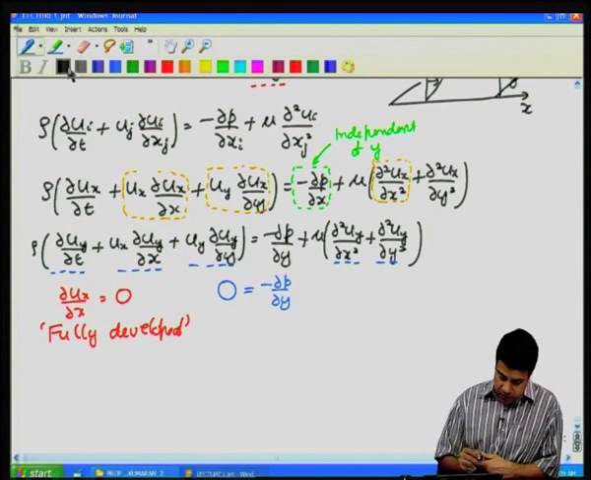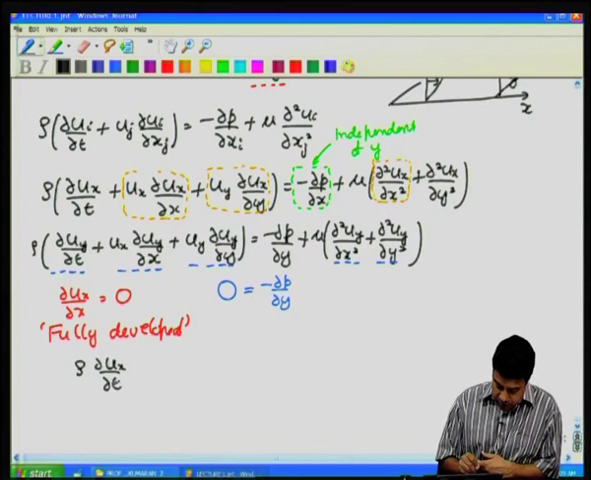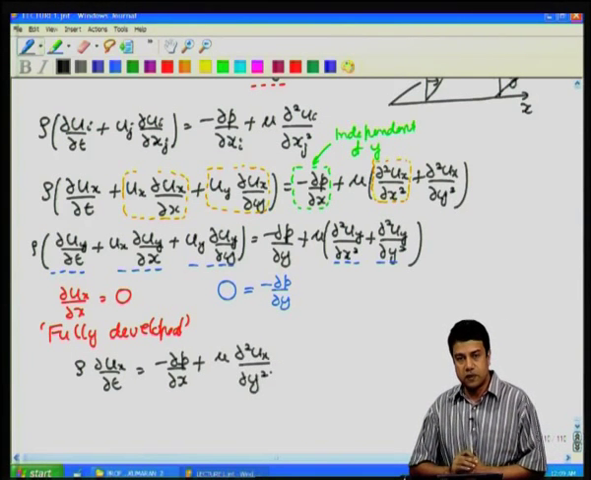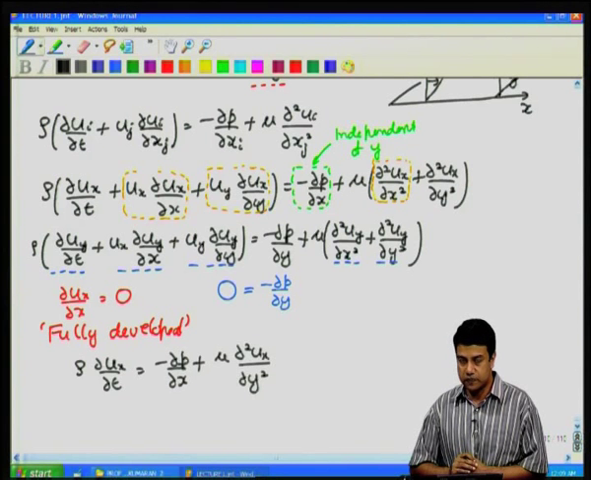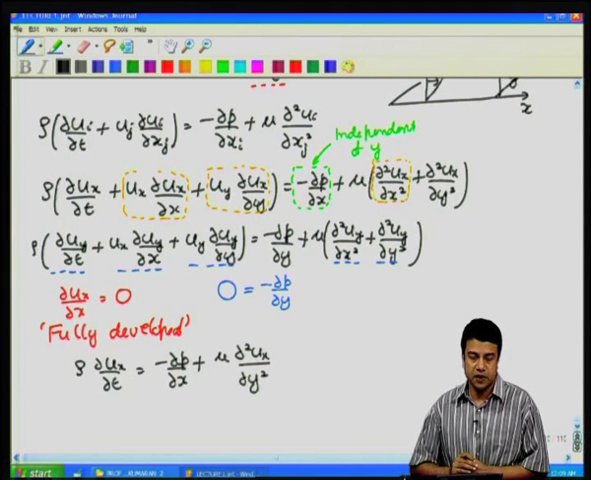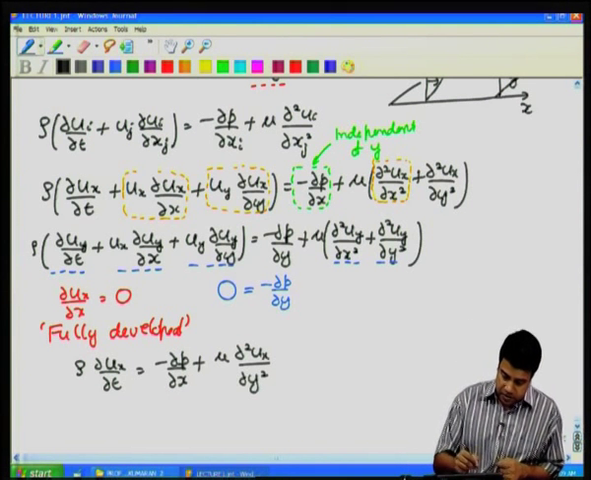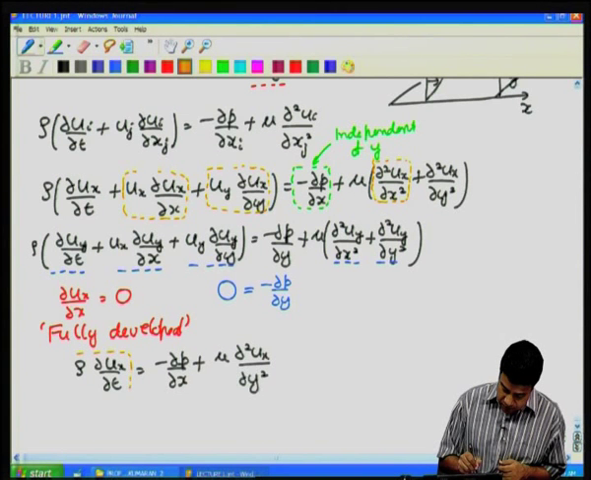Therefore, my x momentum conservation equation reduces to rho partial u x by partial t is equal to minus partial p by partial x plus mu partial square u x by partial y square for this simple one dimensional flow. So, this is the equation for a fully developed flow. In addition, if the flow is steady, steady means time independent, that means that this term is also equal to 0.